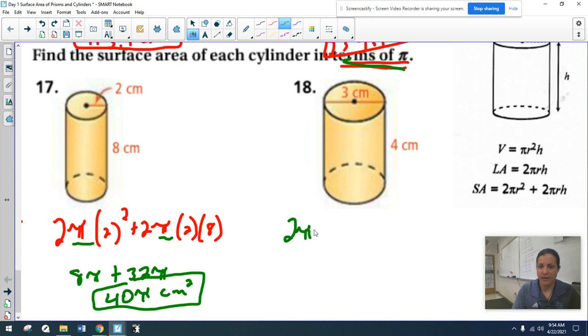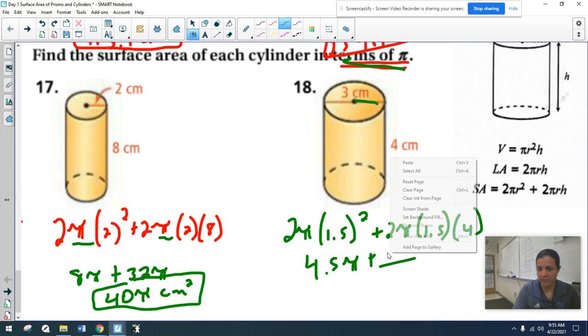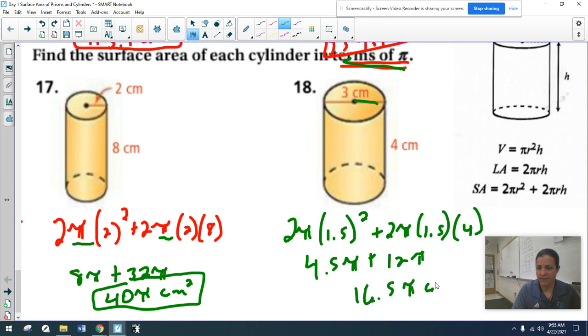So I've got 2 pi r squared because the radius would be 1.5, and then plus 2 pi r times the height. So this time I'm plugging that in. 1.5 squared times 2 is what I'm plugging in my calculator. So then that's going to give me about 4.5 pi. And then here I'm going to type in 2 times 1.5 times 4, which is just going to give me 12. So that's going to give me 12 pi. Now, if I add those up, that's going to give me about 16.5 pi centimeters squared.